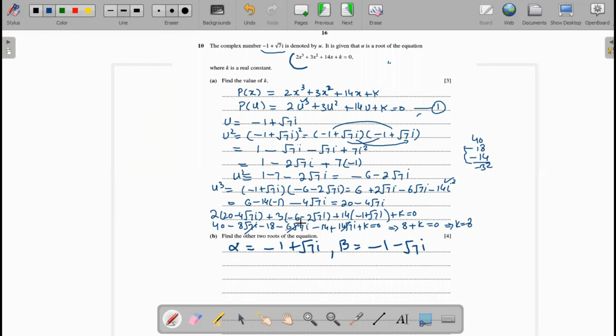And we find the equation by using these two roots. Sum of roots alpha plus beta will be equal to minus 1 plus root of 7i plus minus 1 minus root of 7i.